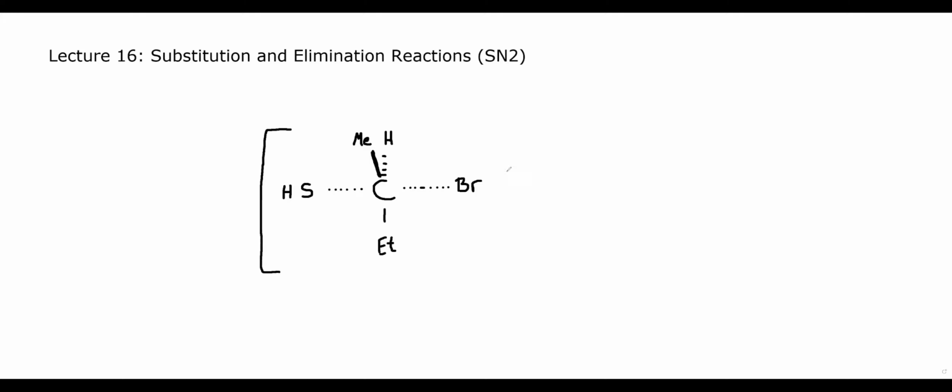And when we consider transition states in chemistry, we put brackets around them and then this double dagger. So this is a representation of the transition state of an SN2 reaction. Again, the nucleophile here, SH, is coming in to form a bond, and bromine, the leaving group, is leaving. So there's a point in time when these are both sort of halfway connected to carbon, okay?